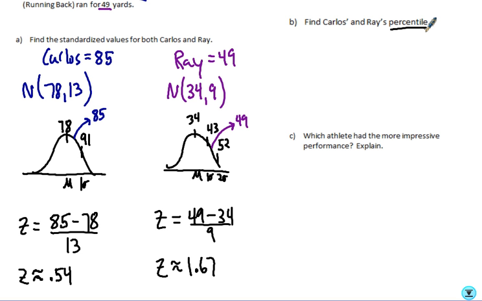So for Carlos, he has a z-score of approximately 0.54. So what we want to know is, here's Carlos, what percentage of quarterbacks is Carlos better than? Here's the halfway point, so we say he's better than halfway, so maybe 60, 70, I don't know, that's what we want to look for.